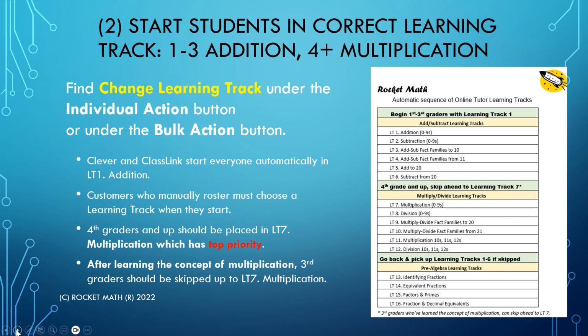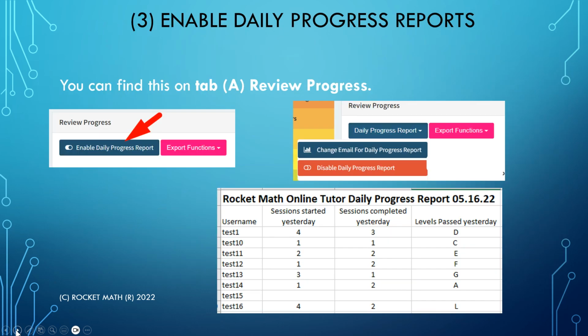From either the bulk action button or the individual action button, you can pull down to find the Change Learning Track function. After 3rd graders have learned the concept of multiplication in the 2nd semester, they can also be skipped up to Learning Track 7.